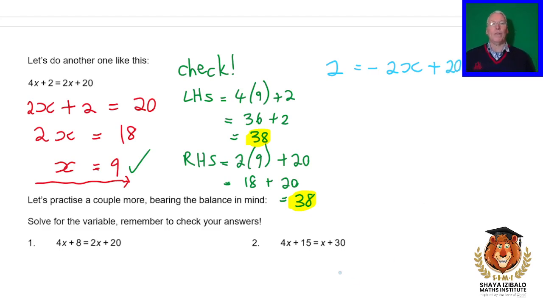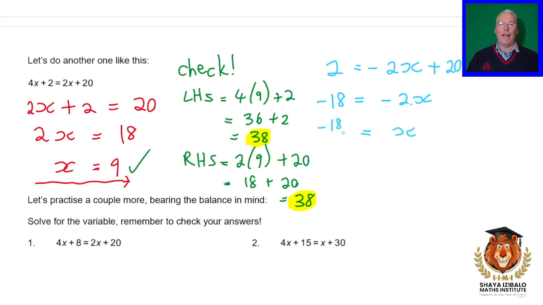This is also correct. Okay, I don't want this 20 here. Let's subtract 20 from both sides. 2 minus 20, negative 18. Now, what's happening to x on the right-hand side? It's being multiplied by negative 2. How do we undo multiplying by negative 2? We divide by negative 2. On which side? On both sides.